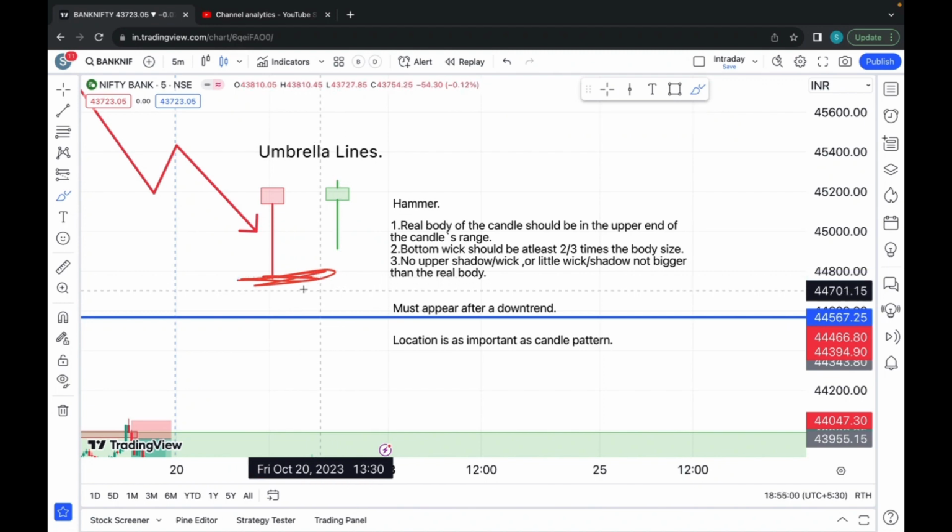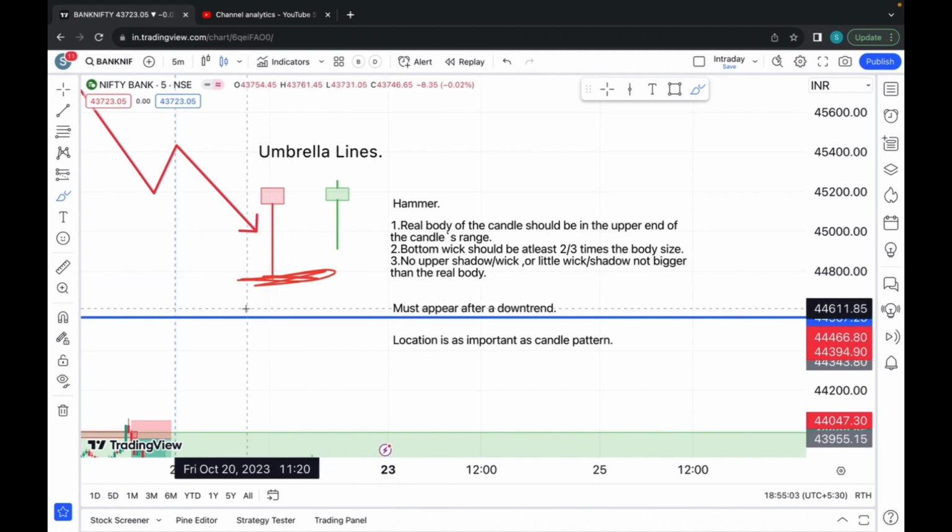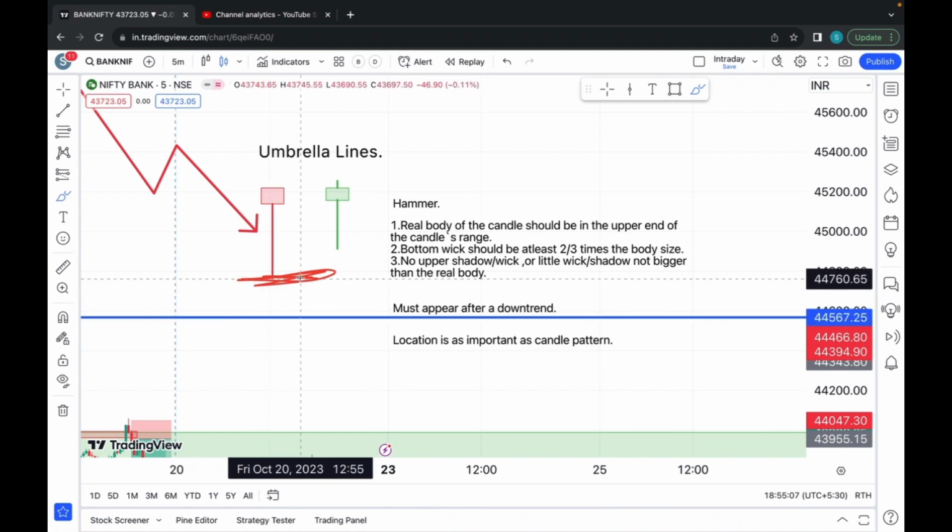Or if you see any previous recent low in the last 5 candles, you can also keep that as your stop loss. Okay, but in general, this same candle's low is going to act as your stop loss.